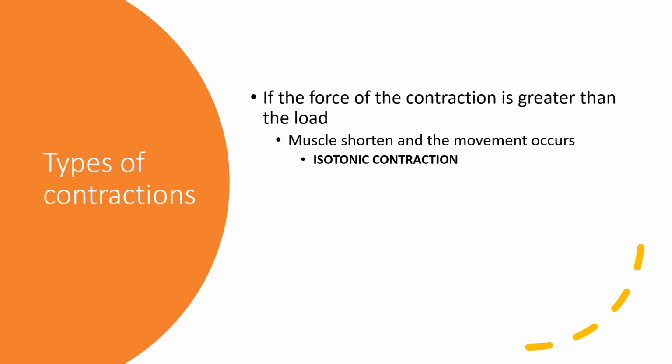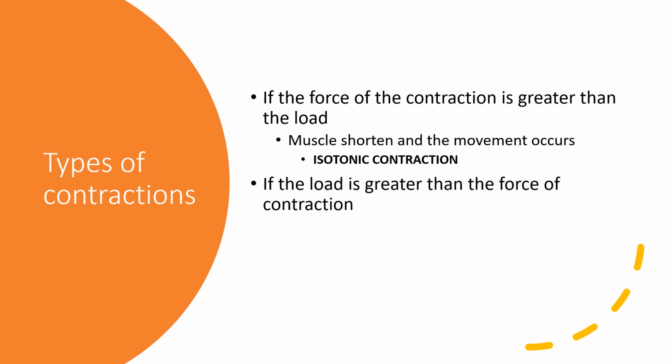So if you are picking something up, you are able to pick it up because the force of the contraction of your muscle is greater than the weight or the load of the item. That will then cause your muscle to shorten and you'll have movement of that item up off of the surface that it was on. And that's going to be isotonic contraction.